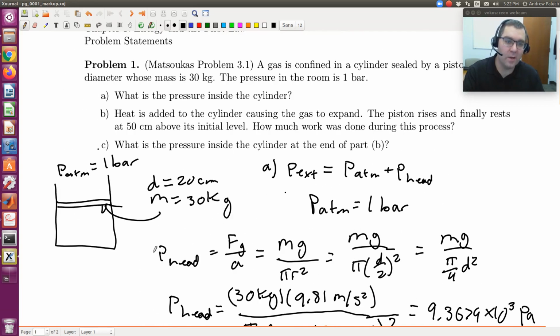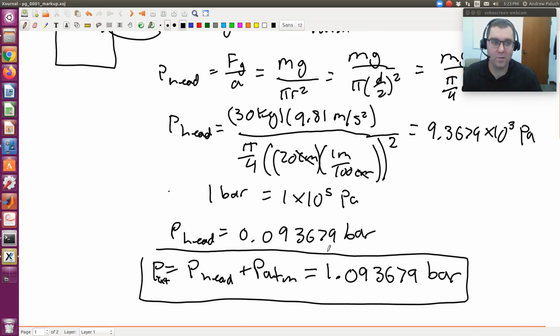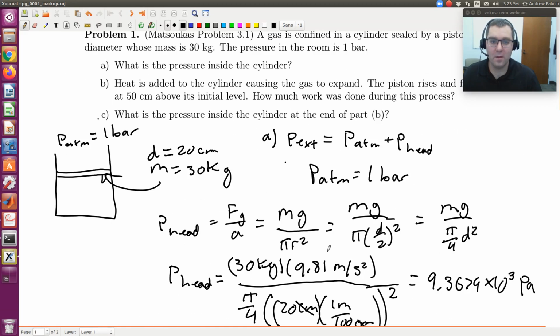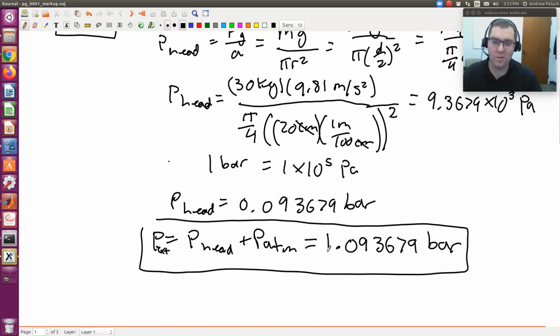And so the key here is that the atmospheric pressure is much larger than the pressure due to that head. So my total external pressure, or P, is equal to 1.093679 bars, so 1.09 bars. Okay, cool. So what's the pressure inside the cylinder? The pressure is equal to my external pressure, which is equal to that.